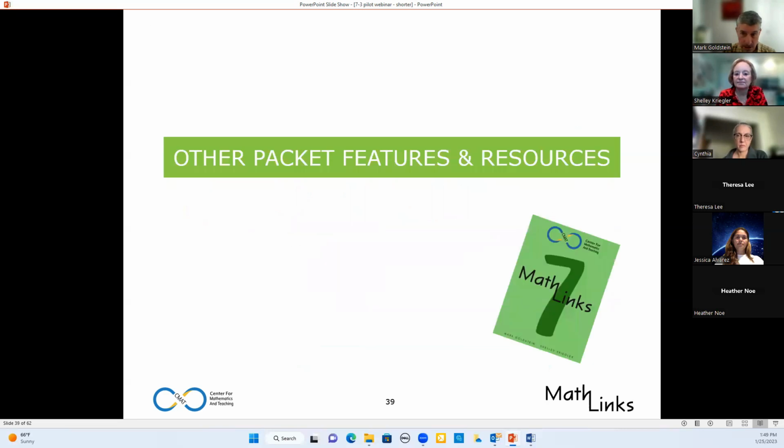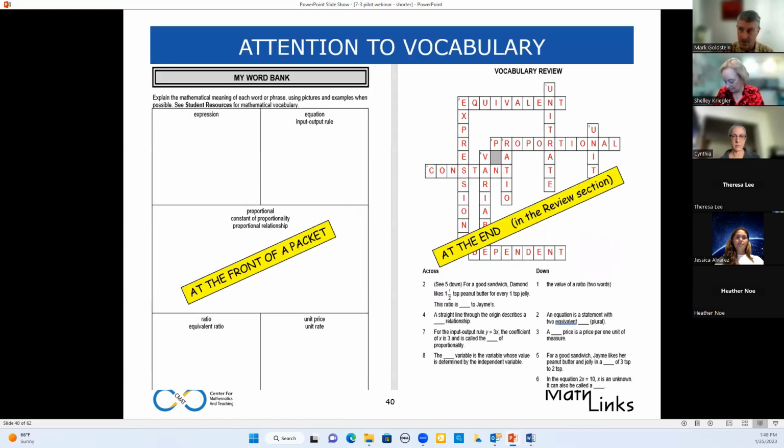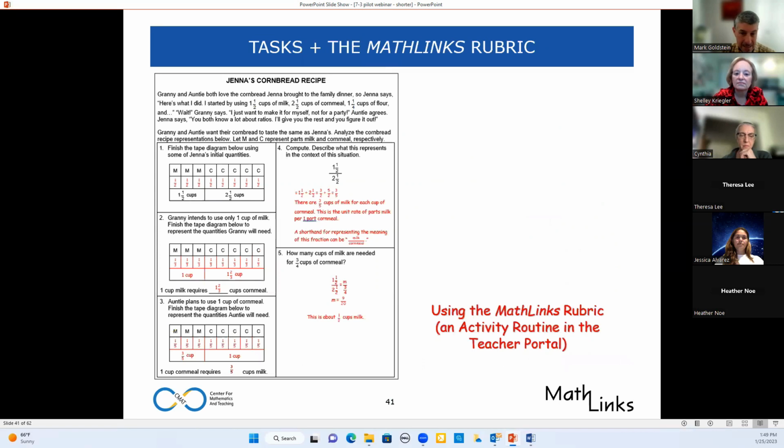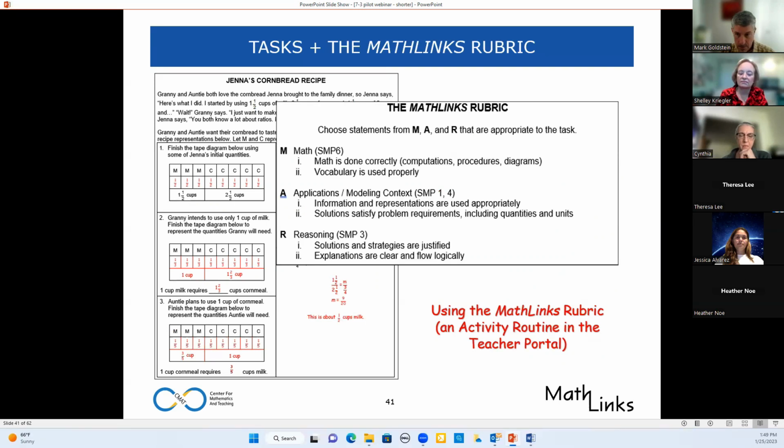I'd like to quickly show you a couple other features and resources just so you'll have a better idea of what you're getting in addition to the actual student lessons and what else is in the student packets. This is a word bank at the front of every packet that students would fill in as new vocabulary is introduced in context. And then near the end of the packet, there's a crossword puzzle to practice the vocabulary. When doing tasks that are provided in the packet and other tasks on the teacher portal, there's an optional easy-to-use rubric that students and teachers will get accustomed to over time.